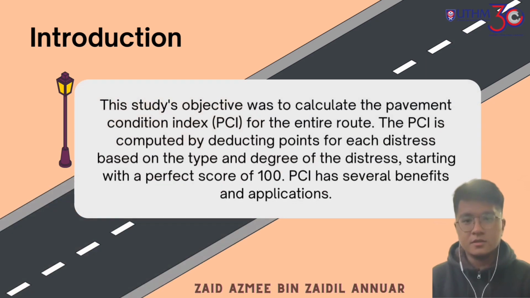The next part is the introduction. This study's objective was to calculate the pavement condition index for the entire route. The PCI is computed by deducting points for each distress based on the type and degree of the distress, starting with a perfect score of 100. PCI has several benefits and applications.